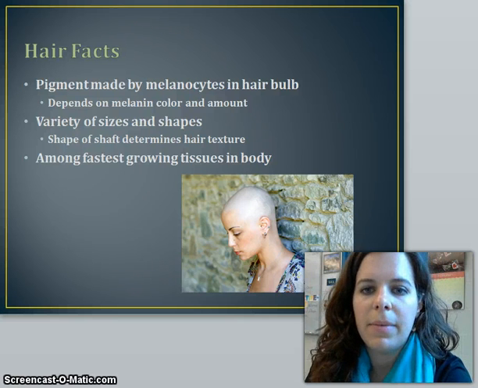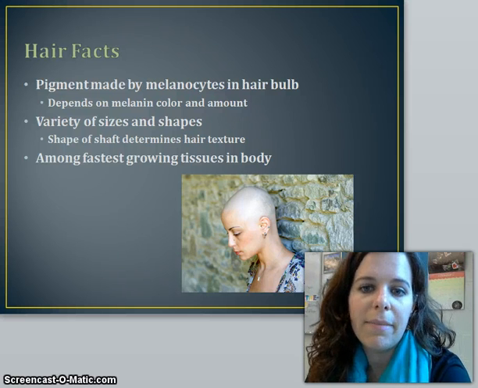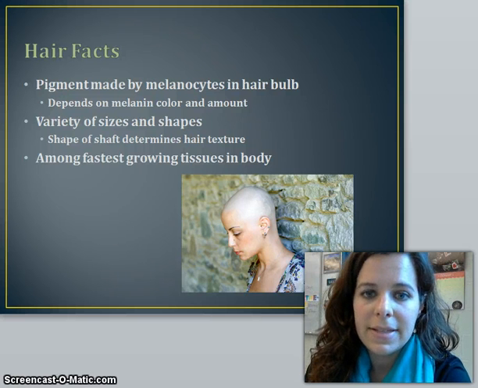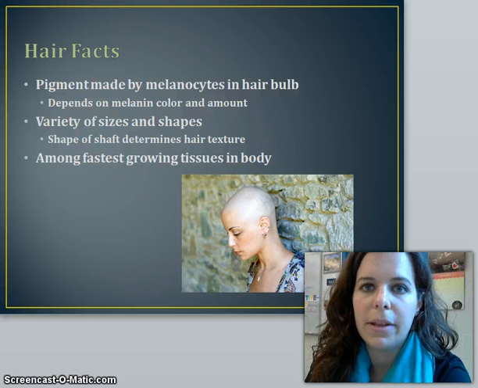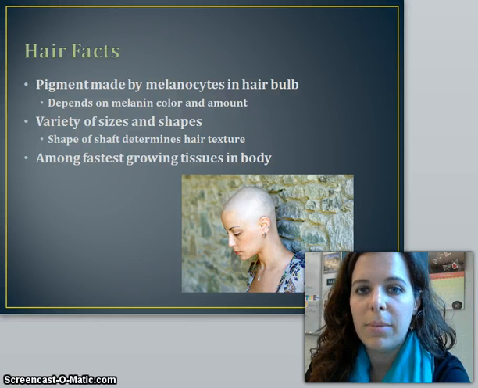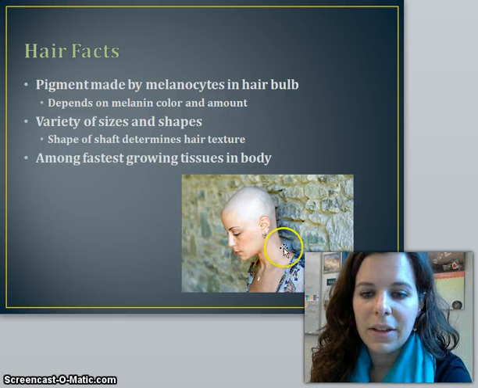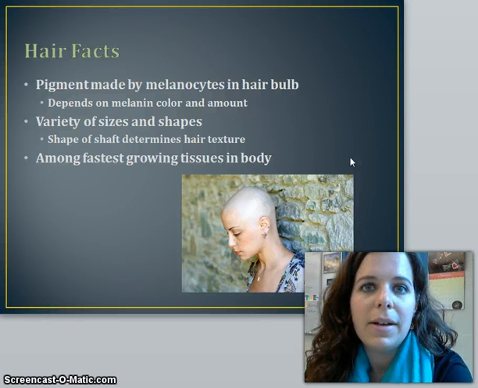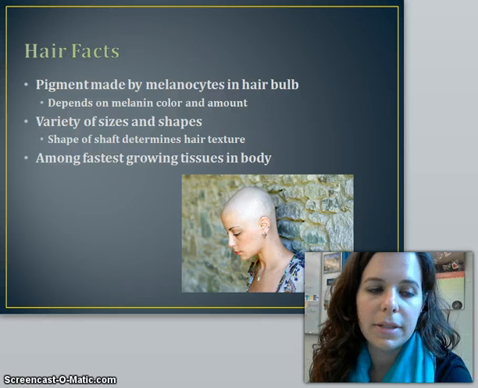So some fun facts about hair. The pigment is made by melanocytes in the hair bulb, and so your hair color depends on the color of melanin and the amount of melanin. You can have various sizes and shapes, and the shape of the shaft actually determines the texture of the hair. So whether it's curly or straight is all the shape of the shaft of the hair. And it's among the fastest growing tissues in the body. The reason I included this picture is because chemotherapy kills quickly growing cells, which is why it kills the hair, because the hair is one of the fastest growing cells in the body.